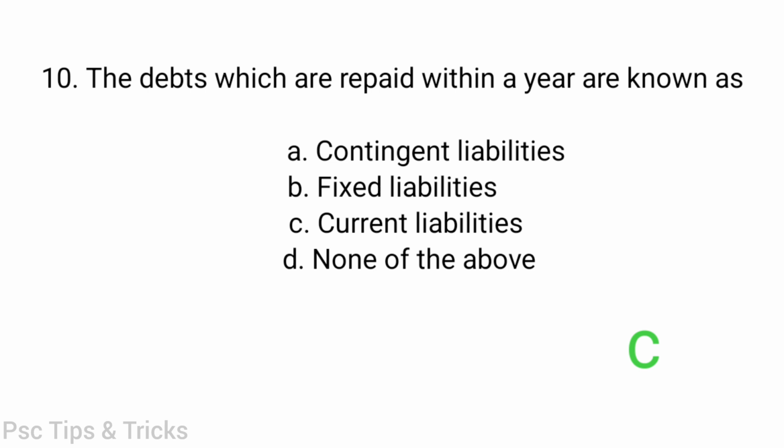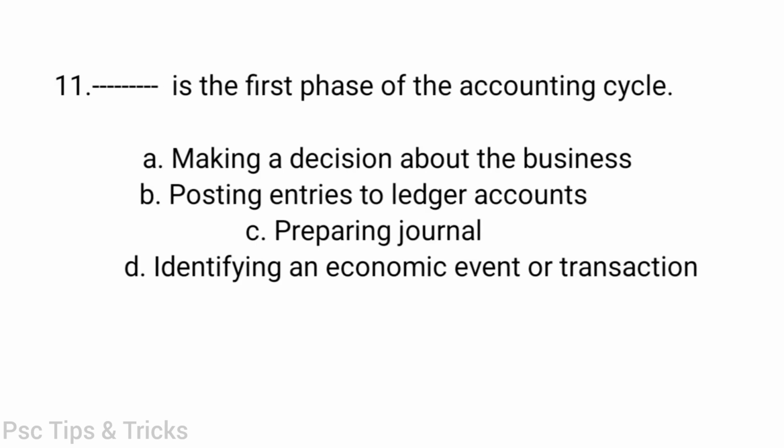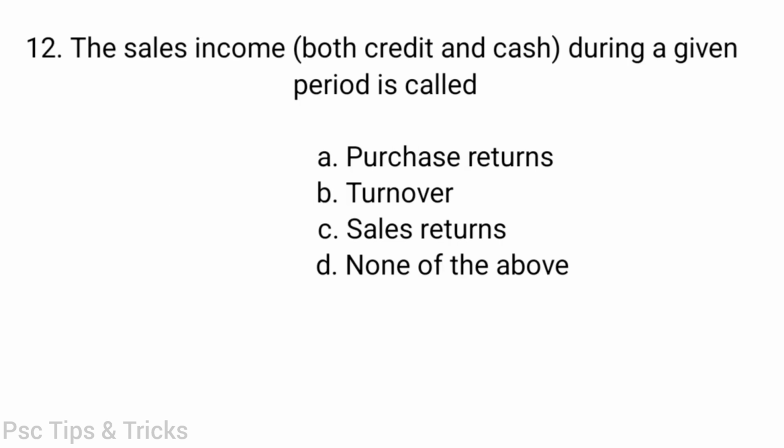Current liabilities. Dash is the first phase of the accounting cycle: making decisions about the business, posting entries to ledger accounts, preparing journal, identifying an economic event or transaction. Identifying an economic event or transaction. The sales income, both credit and cash, during a given period is called purchase returns, turnover, sales returns, none of the above. Turnover.